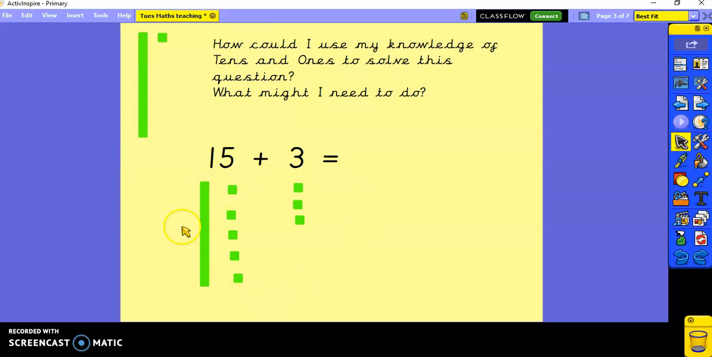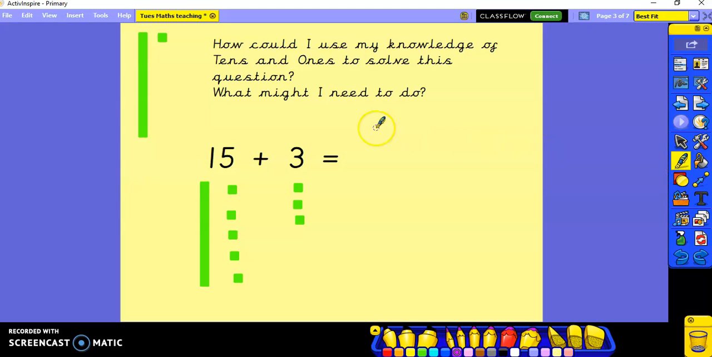So we're going to have to count them all up. So I'm going to start with the tens because 10 is the greatest number that we have. So 10, 11, 12, 13, 14, 15, 16, 17, 18. So the answer is 18. So well done if you had worked that one out too.